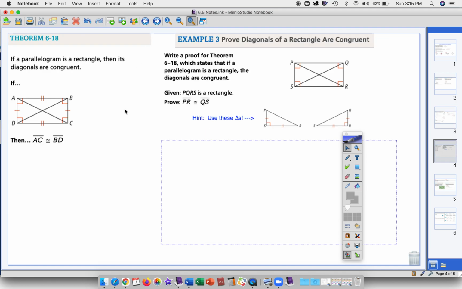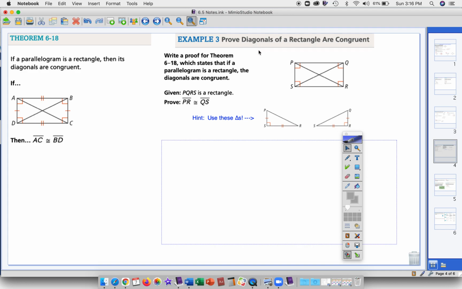So that brings us to theorem 6-18. If a parallelogram is a rectangle, then its diagonals are congruent. So what makes a parallelogram a rectangle? A rectangle is defined as a parallelogram with 4 right angles. So when I have 4 right angles, I know it's a rectangle. I know that in this case, AC is congruent to BD.